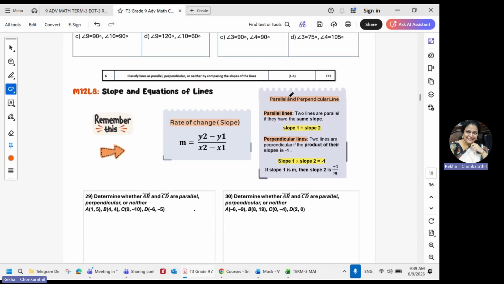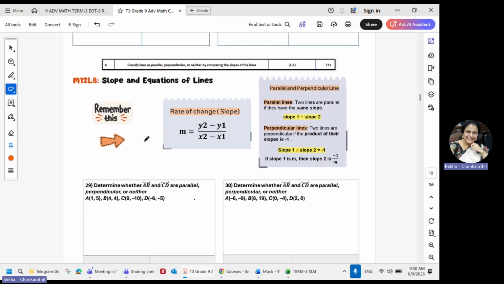Next, you have slopes and equations of lines. We are supposed to classify the lines as parallel, perpendicular or neither by comparing their slopes. You know how to find the slope first. If two points are given, A (x1, y1) and B (x2, y2), then the slope of the line joining A and B is given by the formula m equals y2 minus y1 divided by x2 minus x1. So use this formula to find the slope of the line joining two points.